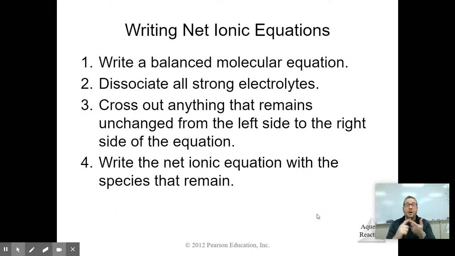So here's how we do our net ionic equations. 4 steps. First, you have to write a balanced molecular equation. You will then dissociate all strong electrolytes. You'll then cross out anything that remains unchanged from the left side to the right side, and then you will rewrite the net ionic equation with only the species that remain.